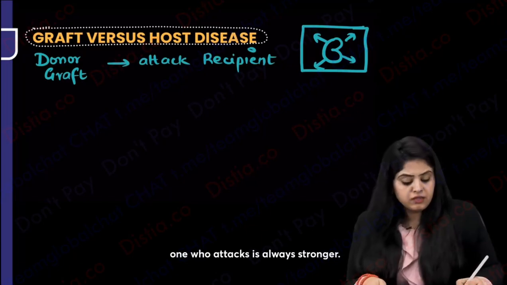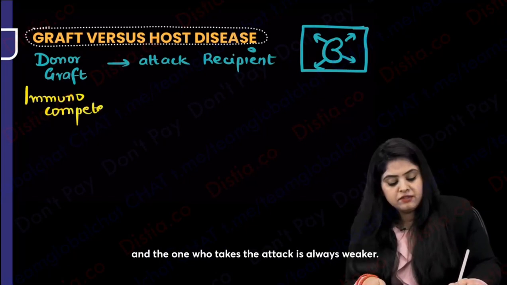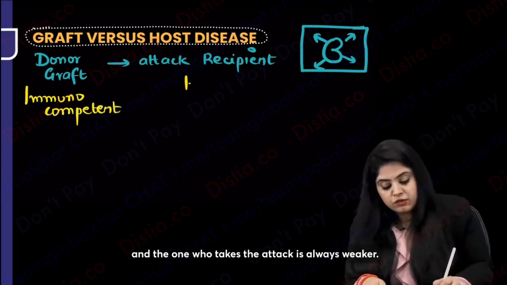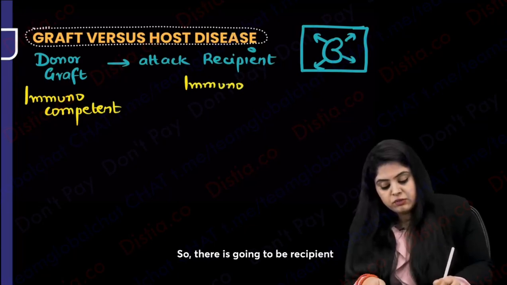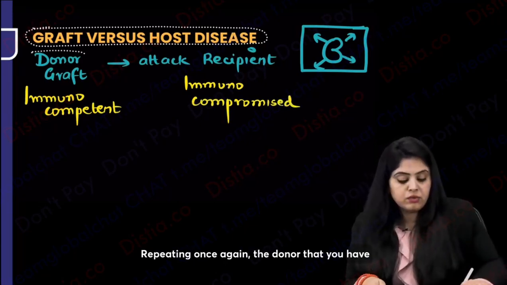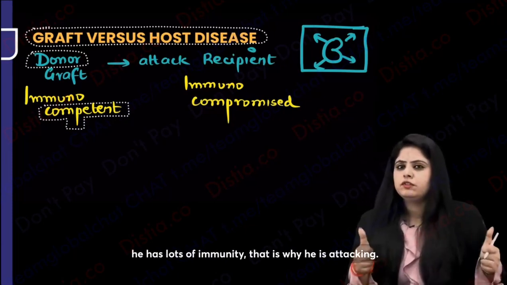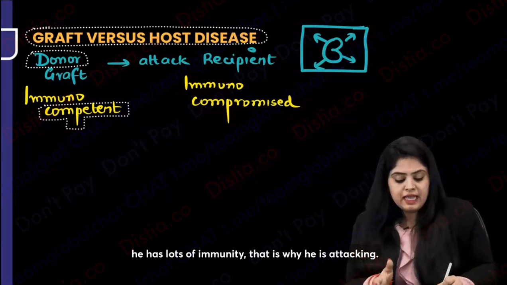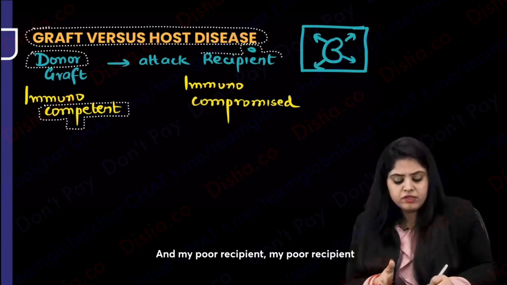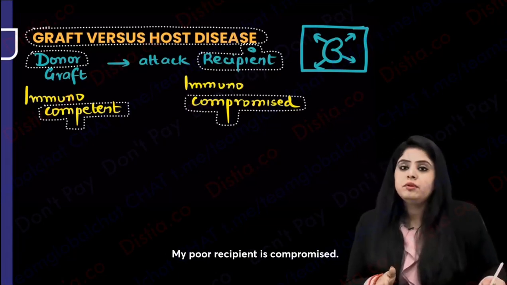Why? The one who attacks is always stronger. So the donor is basically immunocompetent, and the one who takes the attack is always weaker. So the recipient is going to be immunocompromised. Repeating once again, the donor that you have is going to be confident and competent. He has lots of immunity. That is why he's attacking. And my poor recipient does not have too much immunity. My poor recipient is compromised.